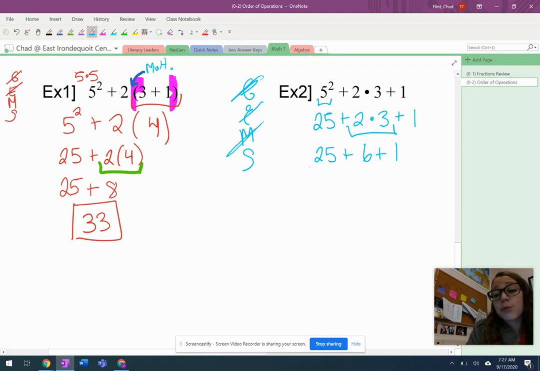And S, subtraction or addition. And remember, this is not just subtraction or addition, it's both. So 25 plus the 6 gives me 31, plus 1 gives me 32.